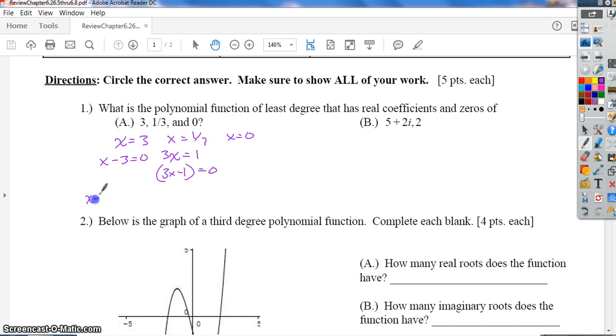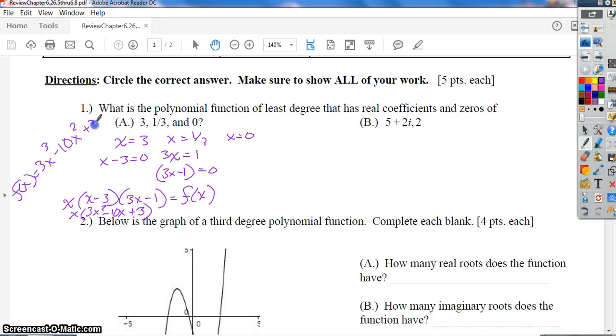So what I'm going to do is take x minus 3, multiply that by 3x minus 1, and multiply this by x. If I actually do all this multiplication, I'll have my function. This is 3x squared, and that would be negative 9x minus 1x is negative 10x plus 3. And multiply that all by x. So my final function would be 3x to the third minus 10x squared plus 3x. There you go.